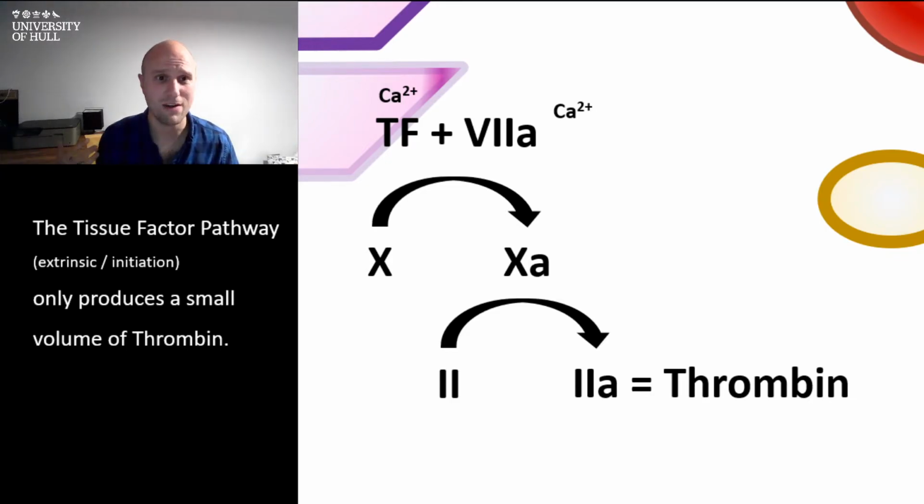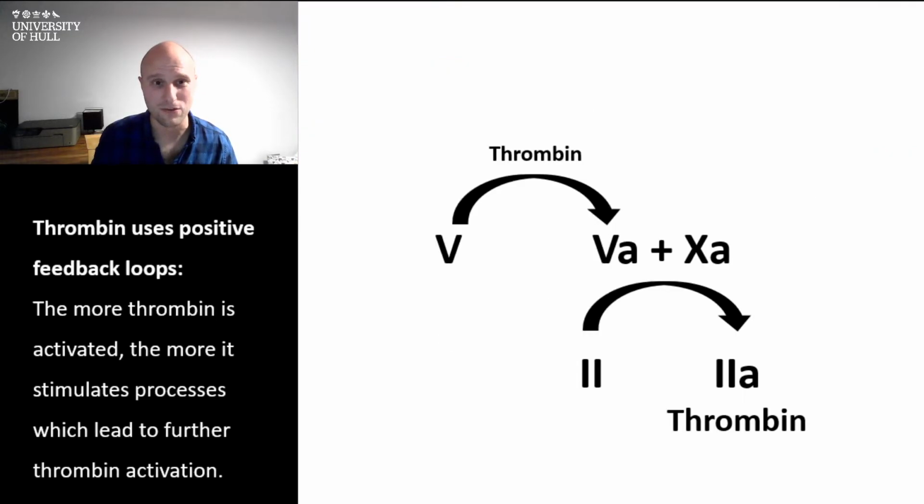Unfortunately, it only produces very little thrombin. It gets switched off really quickly, this pathway. So we have this problem. We've only made a really tiny amount of thrombin, which has activated a few platelets, but not really done a great deal else. How we get around that is that thrombin uses lots of what we call positive feedback loops.